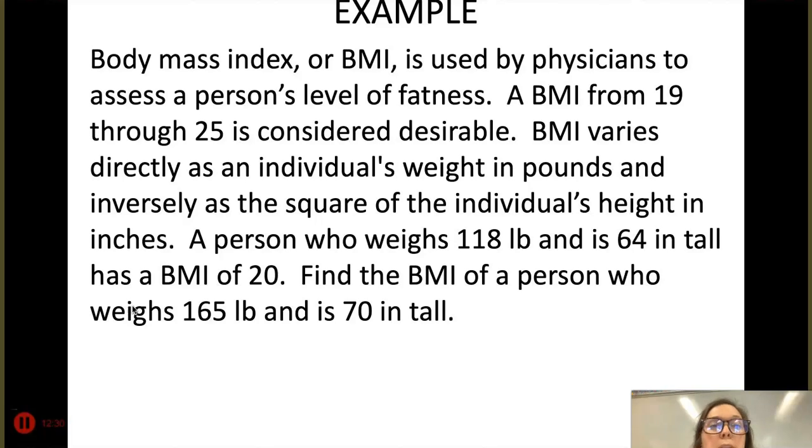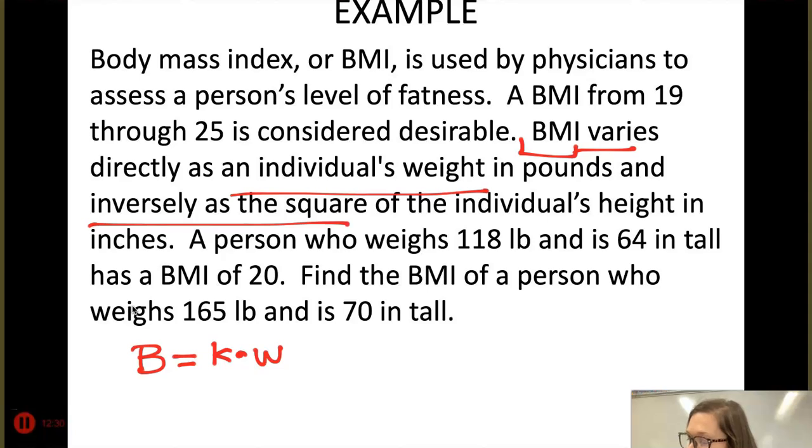All right, here we're going to do body mass. The body mass index, or BMI, is used by physicians to assess a person's level of fatness. A BMI from 19 through 25 is considered desirable. BMI varies directly. Okay, there's the word varies. So I'm going to use B for BMI, varies directly, so that means we're going to do a K times something. What is that something? The individual's weight in pounds, and inversely, so I'm going to put it over what? The square of the individual's height. So height squared.